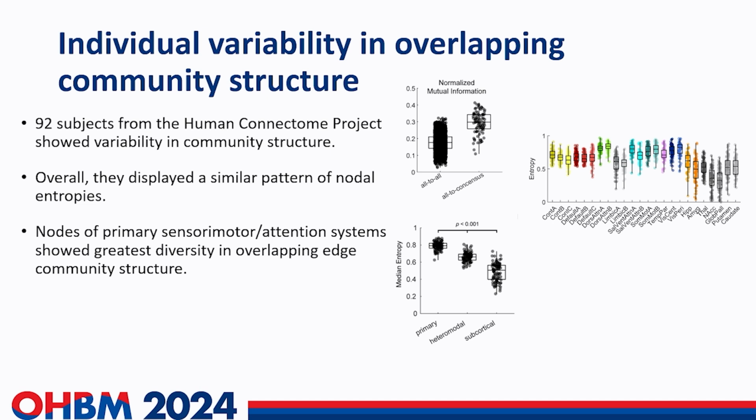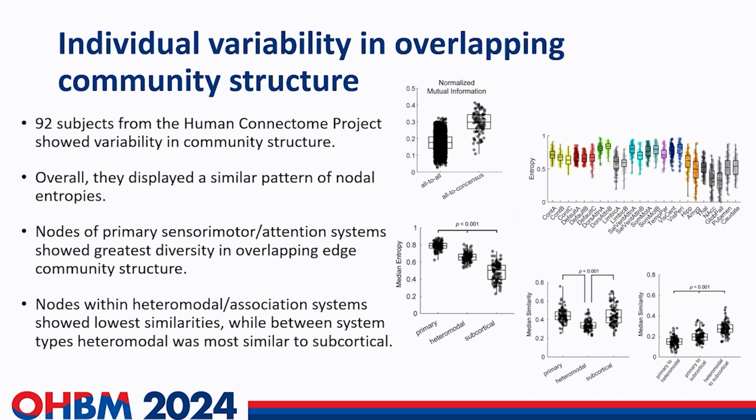When we look at the entropy, I'm focusing on the entropy of edge community labels either within the primary systems, which I refer to as the visual, the somatomotor, and the attentional systems, or the heteromodal systems, so the limbic, frontoparietal, default mode, and then the subcortical. We can see that the entropy is highest in the primary systems. Going on to the next is the heteromodal systems, and then the subcortical. So the primary systems actually have the greatest diversity or the greatest variability in the edge community structure. They participate in more edge communities than the heteromodal and the subcortical.